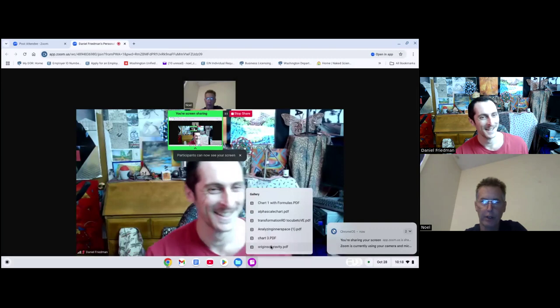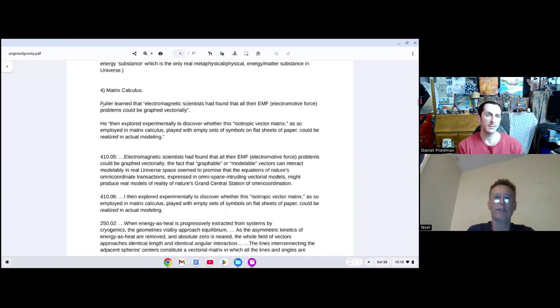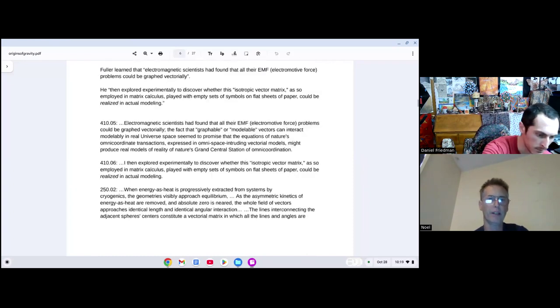Let's see here. Okay, so origins of gravity. See there where it says matrix calculus? Okay, so Fuller learned that electromagnetic scientists had found that all their electromotive force problems could be graphed vectorially. He then explored experimentally to discover whether this isotropic vector matrix, as employed in matrix calculus, played with empty sets of symbols on flat sheets of paper, could be realized in actual modeling. So those are his words. He explains a little bit more about it down here.